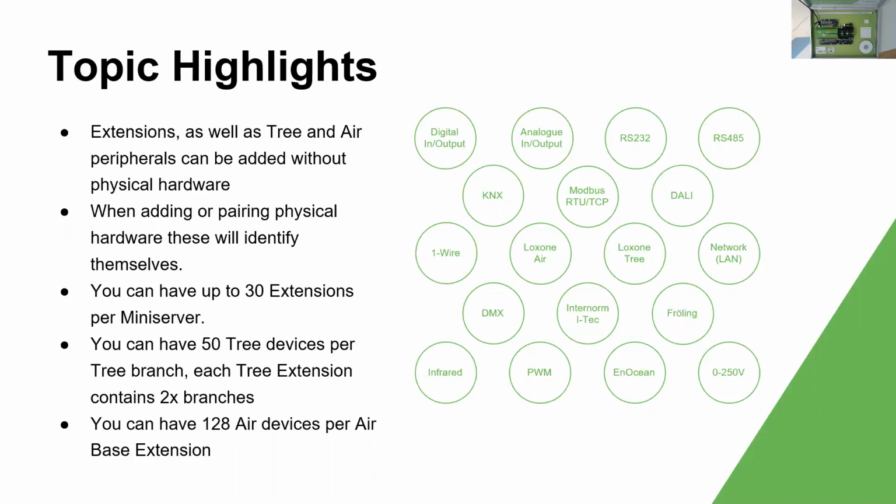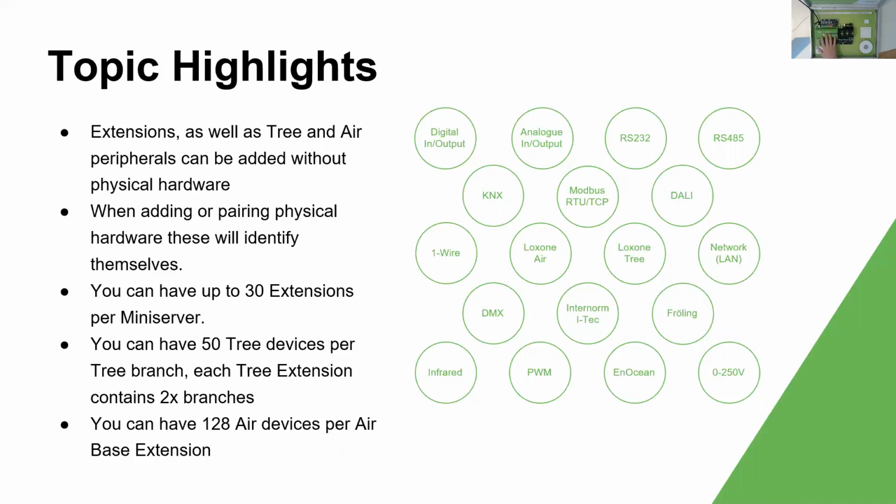If you are going to go over 30 extensions, never fear, because you can also connect multiple Miniservers together across the network to give you one big system. A Tree extension has two branches. Each branch you can connect up to 50 devices. And then on an Air Base extension, you can pair up to 128 Air devices to one Air Base extension. So really, really flexible. You can also have more than one Tree and Air extension per system as well.